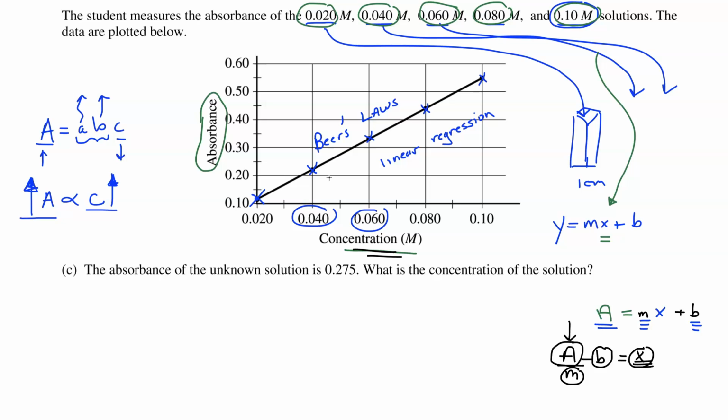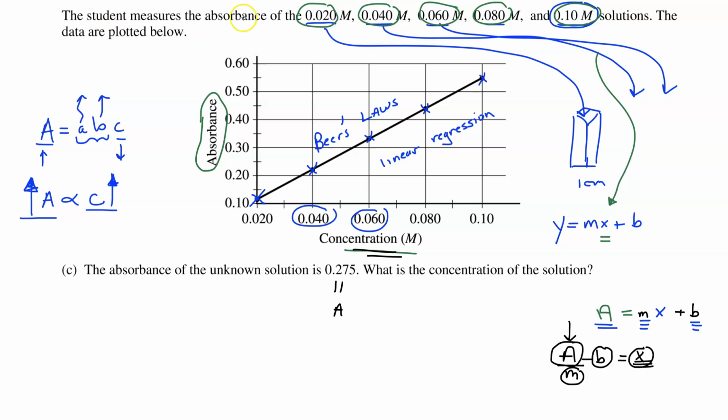Now here, because they have the graph given to us, all you need to do is this. The absorbance of an unknown solution: they gave you the unknown solution, and they're telling you that the absorbance is 0.275. So they put the unknown sample into a cuvette, and the spectrophotometer gave you a reading of 0.275.